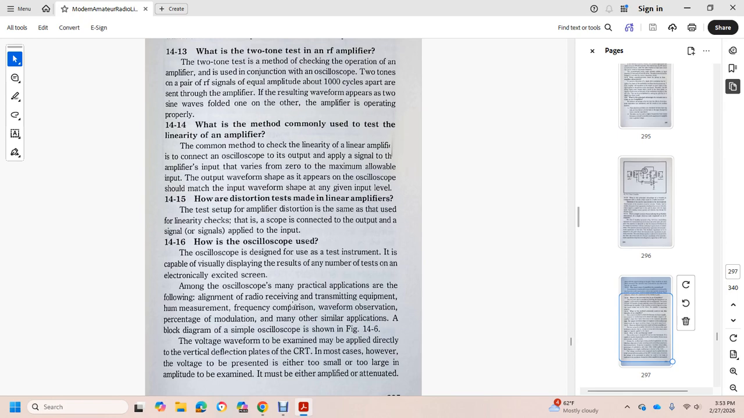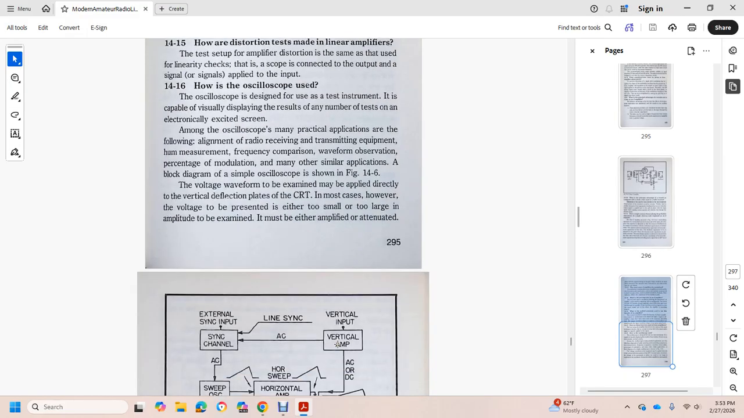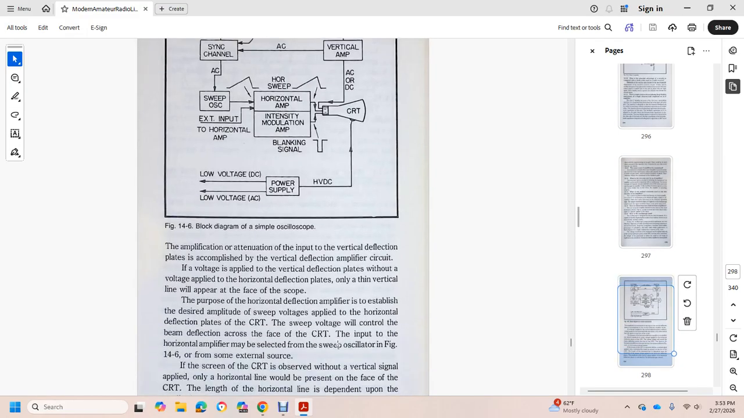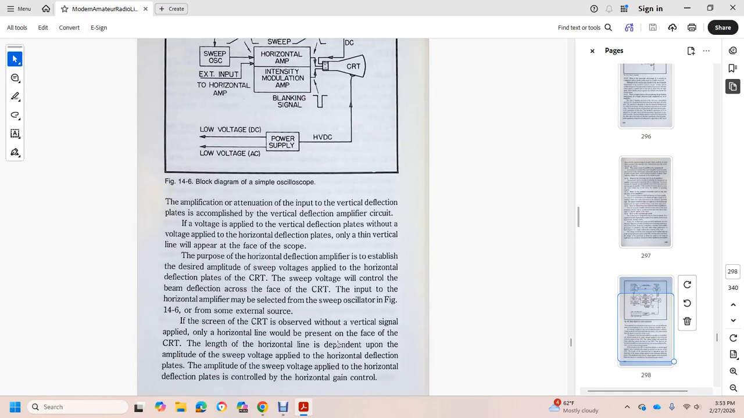The voltage waveform to be examined is applied directly to the vertical deflection plates of the cathode ray tube. The voltage is either too small or too large, so amplitude is adjusted, with the signal amplified through the vertical deflection amplifier circuit. With voltage applied to the vertical deflection plates and none to the horizontal deflection plates, a vertical line will appear on the face of the scope.